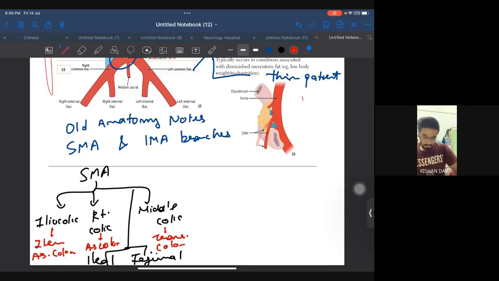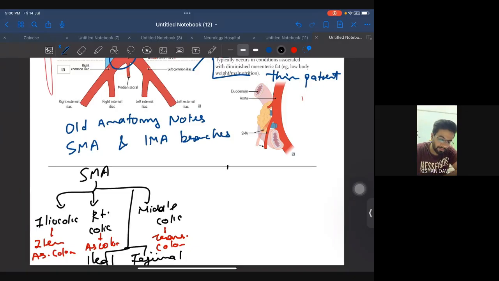Now coming to the IMA branches, and why I am asking you this is because they will ask you that the right side of the colon was disturbed, which arterial supply will be affected over here, or the arterial supply on the right side of the colon region is disturbed. So what part of the intestine will get necrosis or be disturbed over here? Like this, they will be asking you. So anatomy is very important when you study GIT.